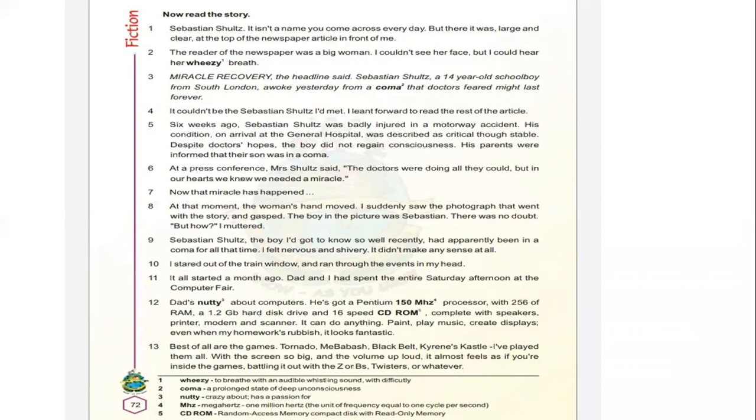It all started a month ago. Dad and I had spent the entire Saturday afternoon at the computer fair. Dad's nutty about computers. He's got a Pentium 150 megahertz processor with 256 of RAM, a 1.2 GB hard disk drive, and 16 speed CD-ROM, complete with speakers, printer, modem, and scanner. It can do anything: paint, play music, create displays. Even when my homework's rubbish, it looks fantastic. Best of all are the games: Tornado, Maybe Bash, Black Belt, Kyrie's Castles. I played them all with the screen so big and the volume up loud.